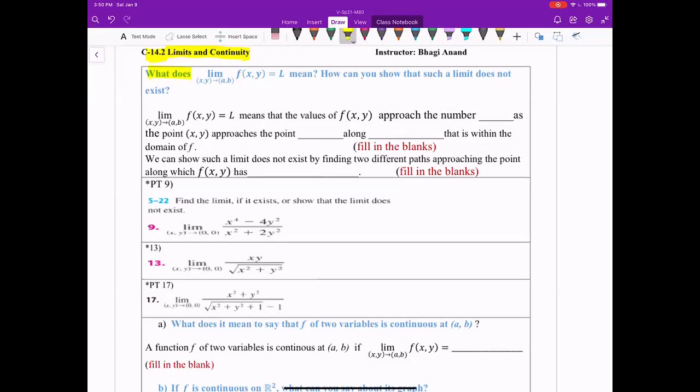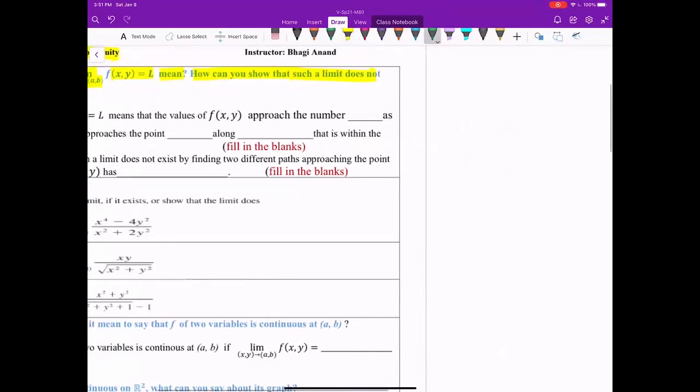What does the limit as (x, y) approaches (a, b) of f(x, y) equal to L mean? How can you show that such a limit does not exist? Before we get into functions of two variables and this definition of continuity, let's recap the idea that we did in our calculus 1 class, which was about functions of a single variable.